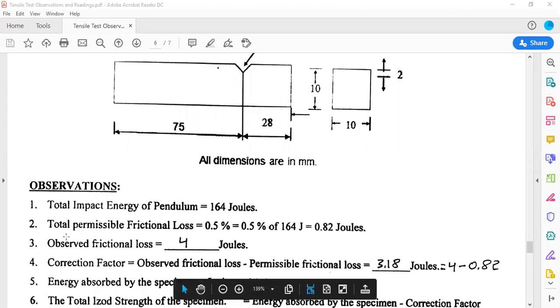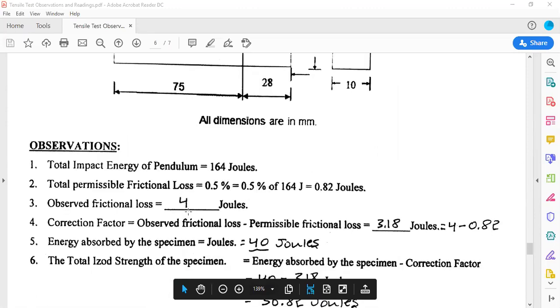And you need to find out the frictional loss. I showed you how to find out the frictional loss in the video. If you are still not able to recollect that, you can once again watch the video, and the clarifications can be done. The total permissible frictional loss is 0.5%. 0.5% of 164 joules is 0.82 joules.